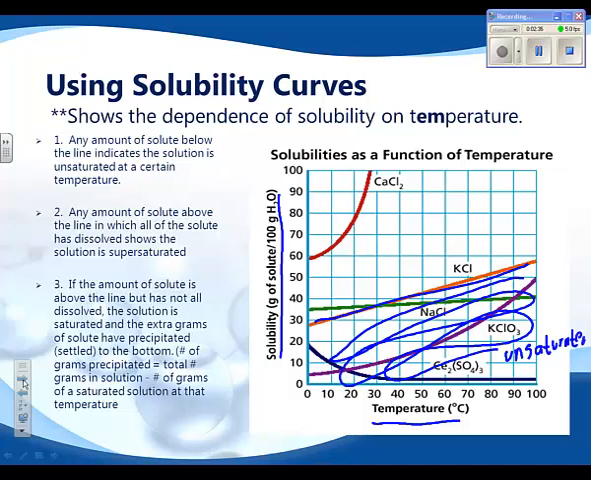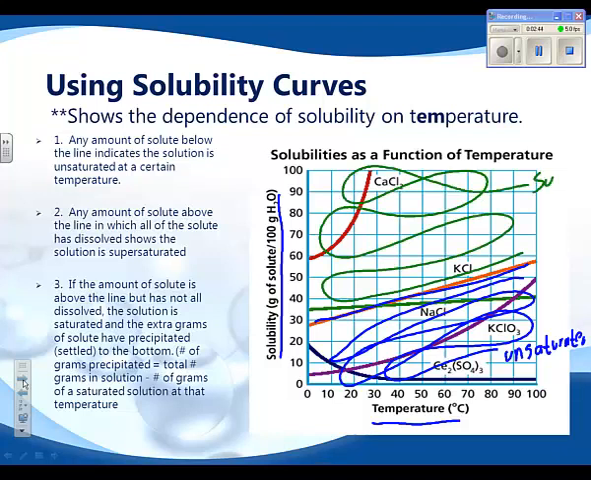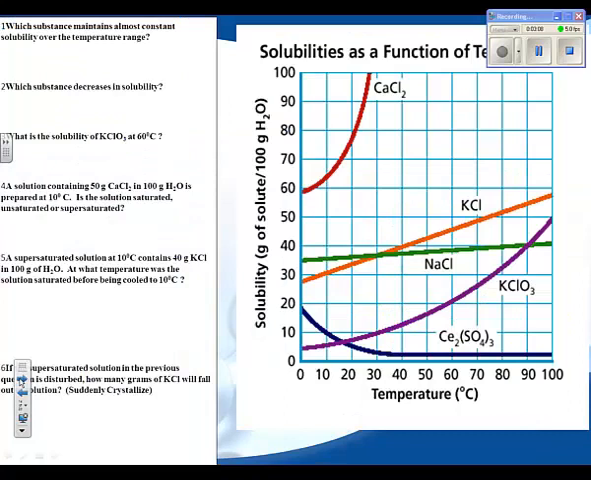Number two, any amount above the line is supersaturated. So all this area up here in green is supersaturated. And three, if the amount is on the line, we'll do that one in red, anything on that line is saturated. So you're going to do a whole lot of this, and there's a little math problem for you at the bottom. So now let's do some practice.